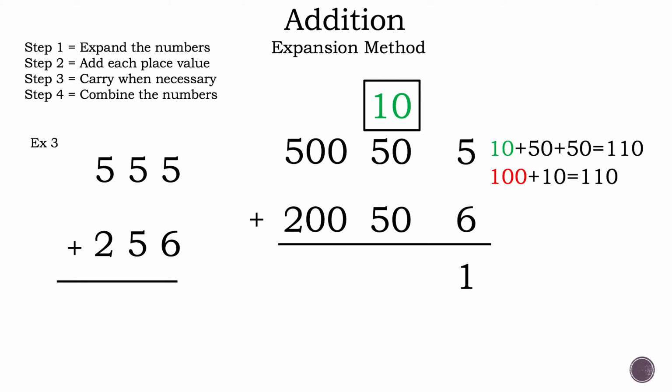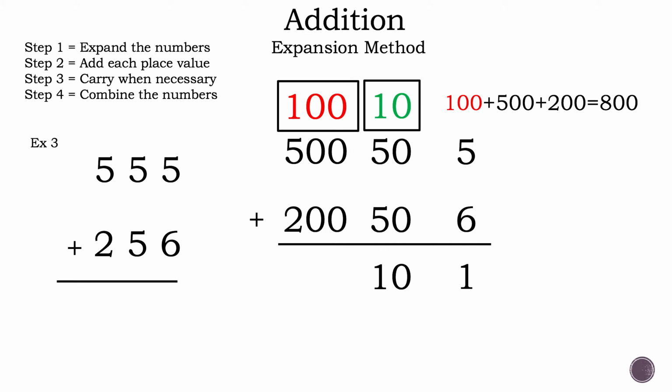And now we're going to go ahead and separate it so you can see how we're going to carry the 100, as 100 plus 10 is equal to 110. We carry the 100 and bring down the 10. And then now we add the 3 numbers together of 100, 500, and 200 to give me 800. Bring down the 800, combine the numbers, move it over, and your final answer is 811.